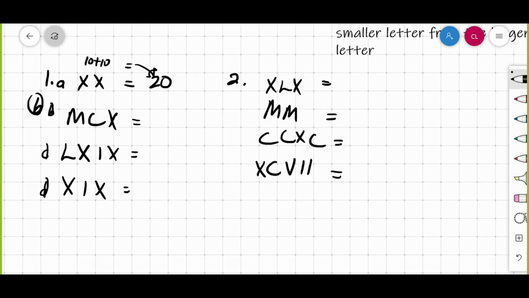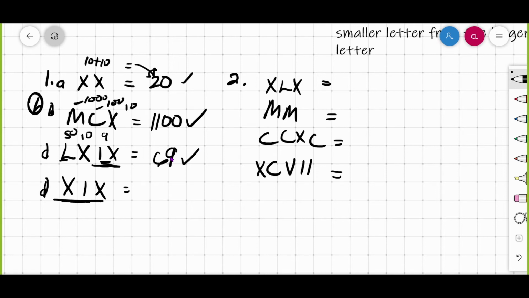Alright. B. 1110. 69 is correct, because this is 50 plus 10 more, 60, and then this all together is 9. So this is 69. And the last one, D, what's that one? 21. Not 21. This X is 10 plus what's that?